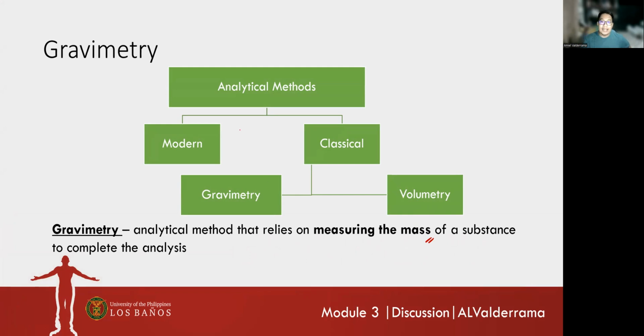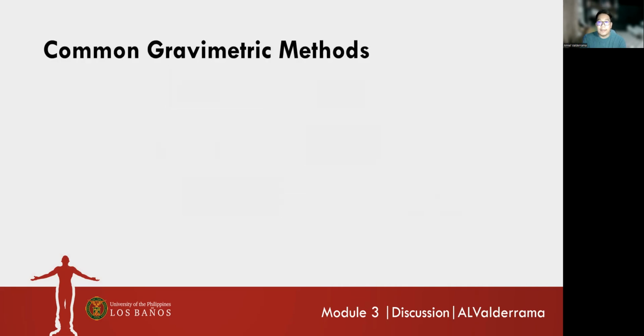The modern analytical methods will be introduced to you in the latter part of the course. An example of this is spectrophotometry. But for Module 3, we will have gravimetry, which relies on measuring the mass. This can also be compared to your volumetry, in such a way that volumetry relies on measuring the volume. So we will be introducing to you some common gravimetric methods.